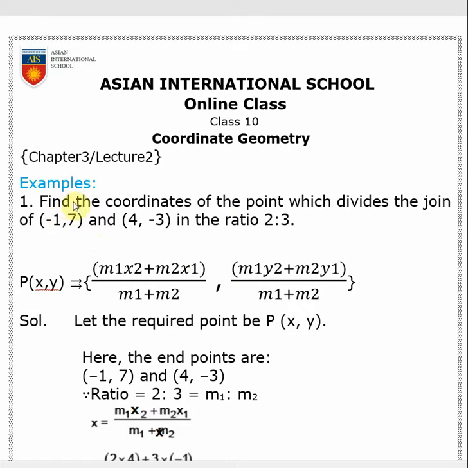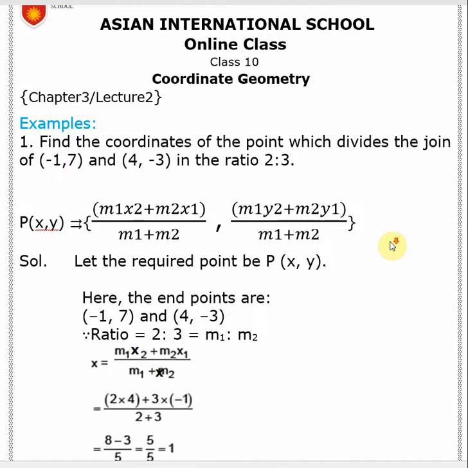This is the sum: find the coordinates of the point which divides the join of (-1, 7) and (4, -3) in the ratio 2:3. So we have to find out the coordinate of that point which is dividing the line joined by these 2 points in a ratio 2:3. So it's a straightforward sum of section formula. The section formula I have written over here, you can see.